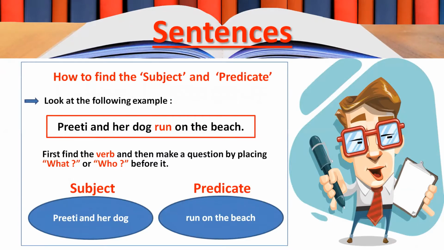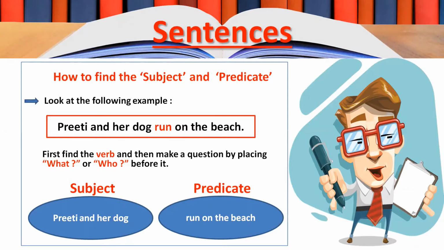Now, how do we find the subject and the predicate in a sentence? Let us look at this given example to you. Preeti and her dog run on the beach. What do you have to do? First, you find out the verb in the sentence. Which is the verb here? Run. R-U-N, run. Run is the action or it is the verb.